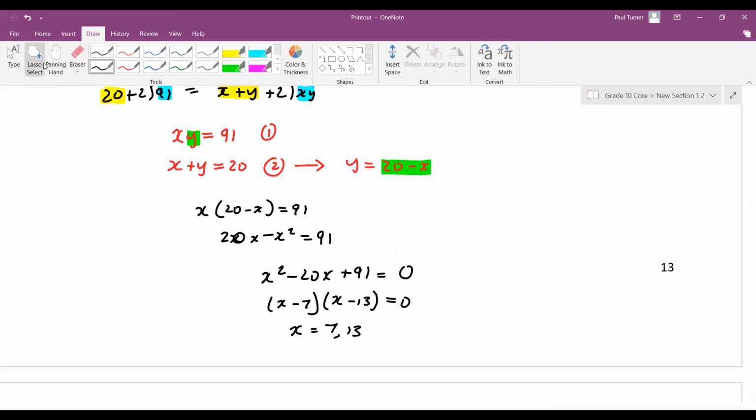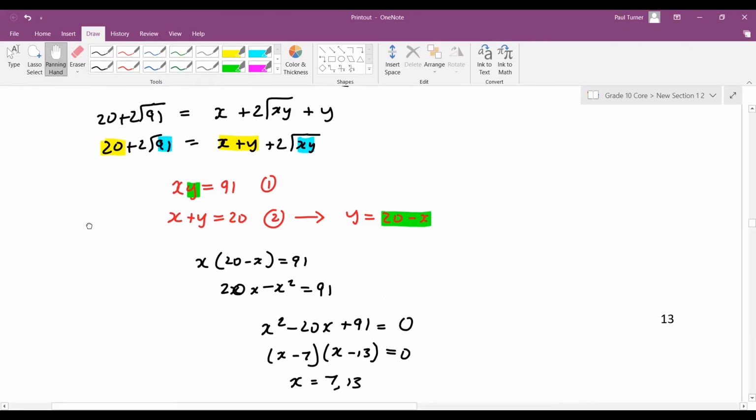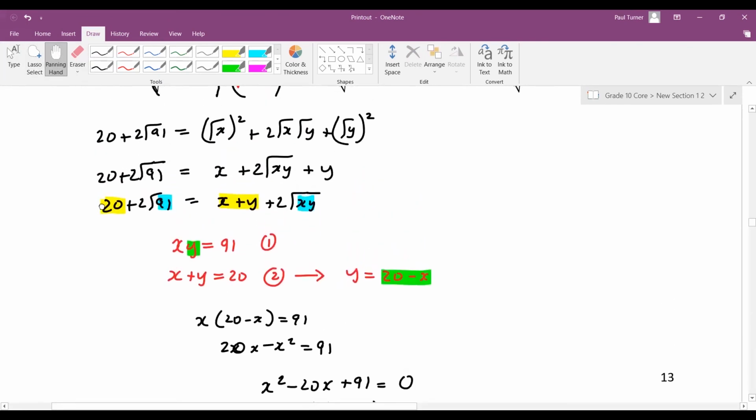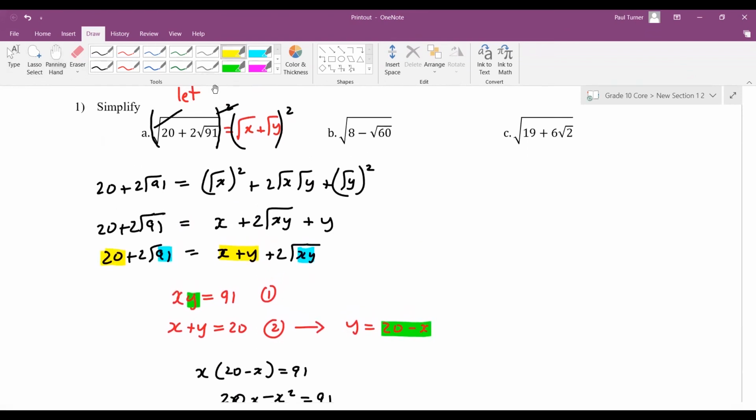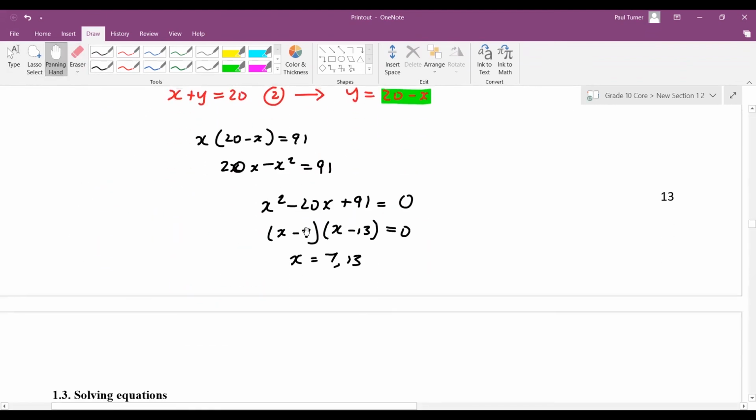Now, in this case, it doesn't matter which you put where, because it's addition. This one will cause you a problem. We'll do this one tomorrow because it's a subtraction. So your two answers are going to be root 7 and root 13, basically. So therefore, you'll get root 7 plus root 13. That will be your answer.